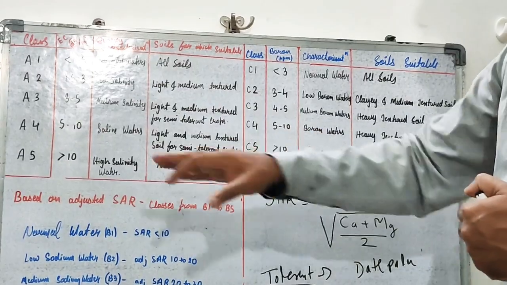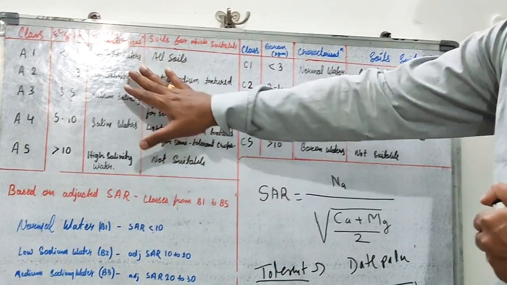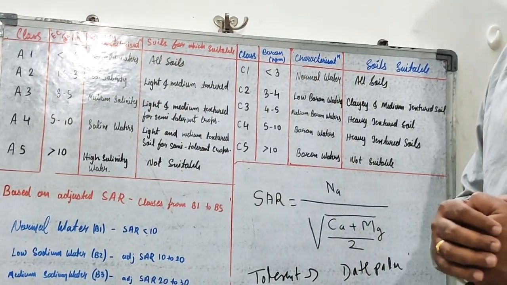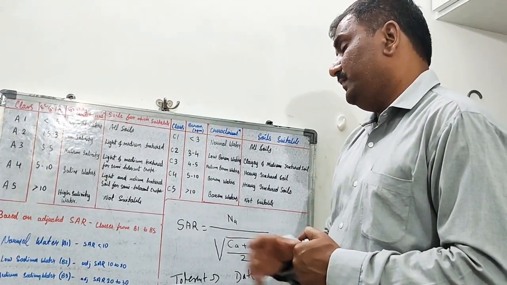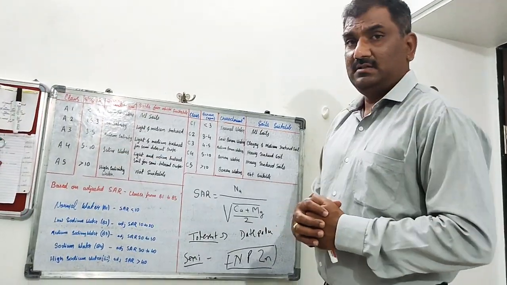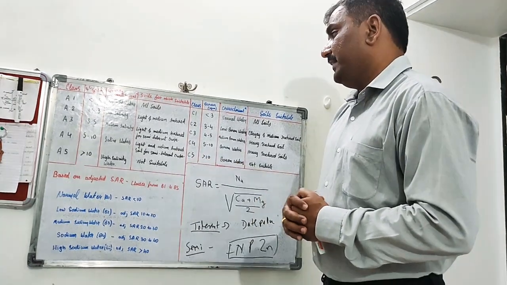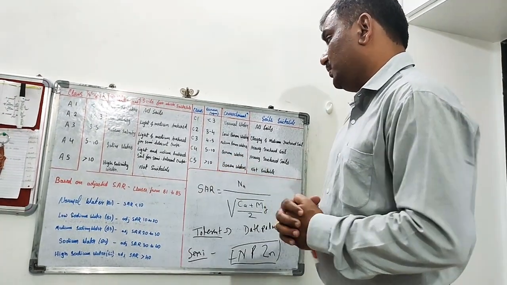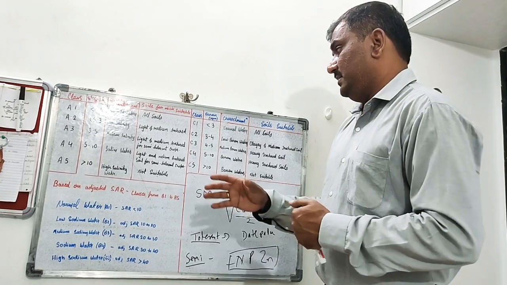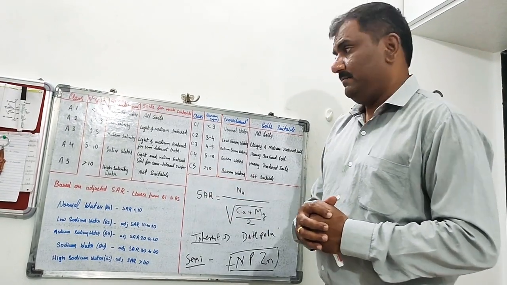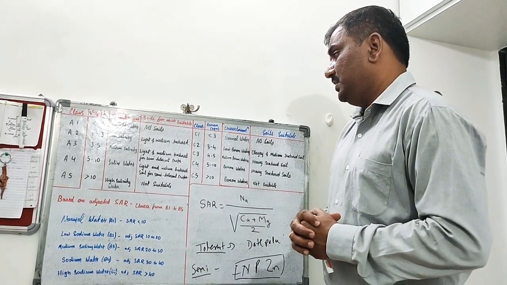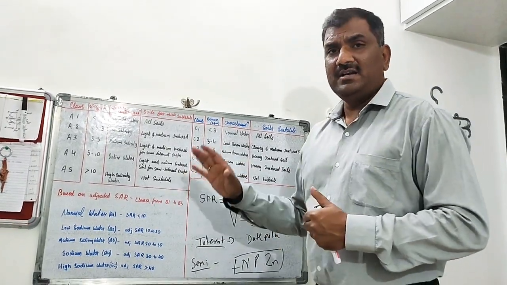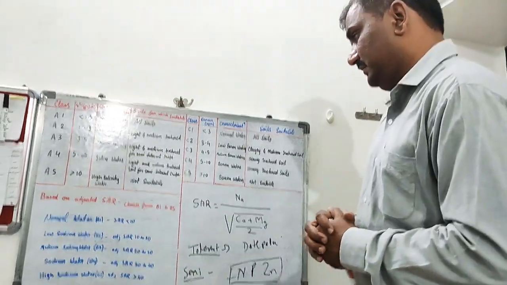These two groups, A2 and A3, can be recommended for the light and medium soils. And also 5 to 10, where it is having upper range, in light and medium soil also we have to be careful, and in heavy soils it cannot be recommended. And above 10 it is not at all suitable, high salinity water, and we can't recommend this type of water for the irrigation.